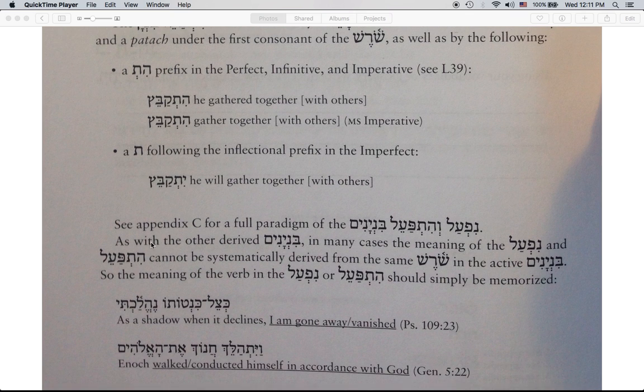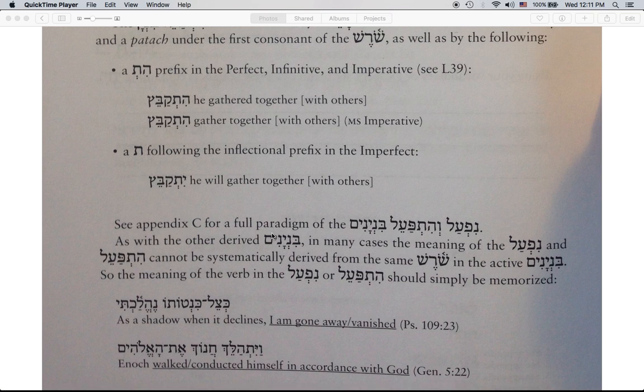As far as the meaning goes, our authors write, as with the other derived binyanim, in many cases the meaning of the nifal and hitpael cannot be systematically derived from the same shoresh or root in the active binyanim. So the meaning of the verb in the nifal or the hitpael should simply be memorized. So while the hitpael and the nifal do nuance the meaning of any particular word, it is not consistent, it is not systematic, so we're going to learn it on a word-by-word basis.